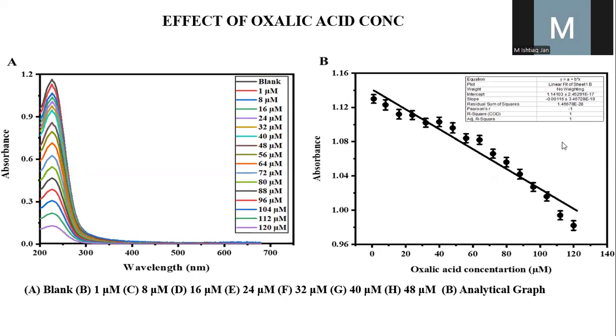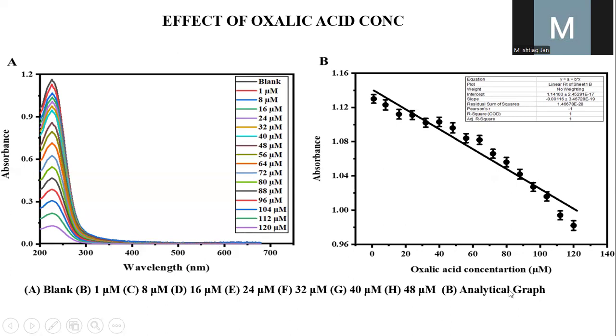This is the linear graph, the analytical graph, for various concentrations that we have tested through copper oxide particles with the oxalic acid. You can see here the blank, but when we add concentrations of 1 micromole, 8 micromole, up to 120 micromole, the graph was reduced, and the absorbance and the intensity were reduced.